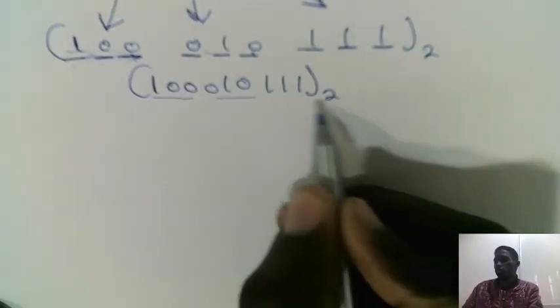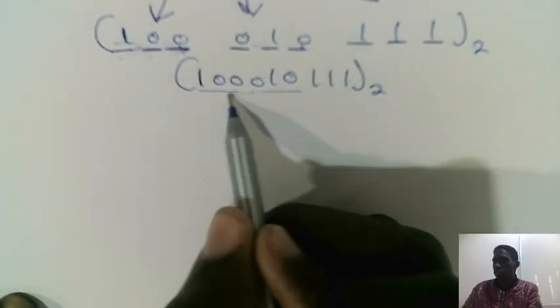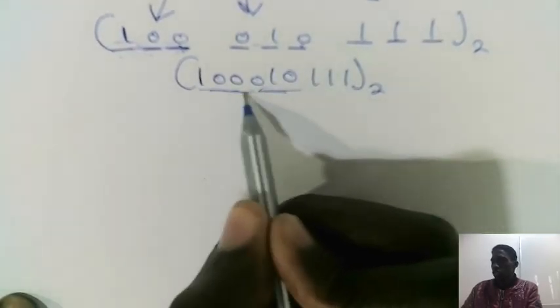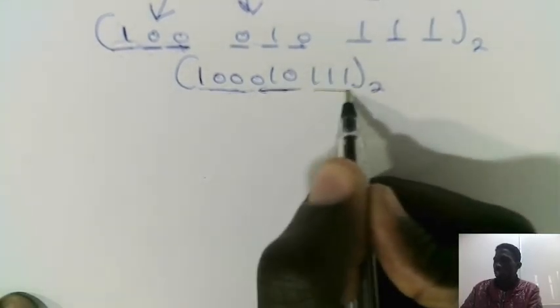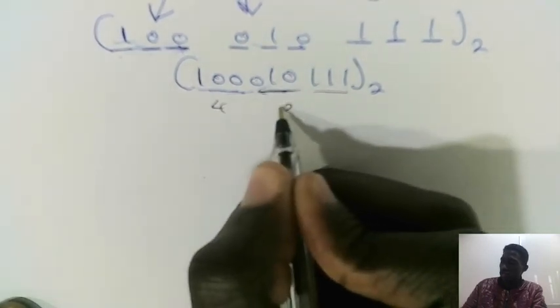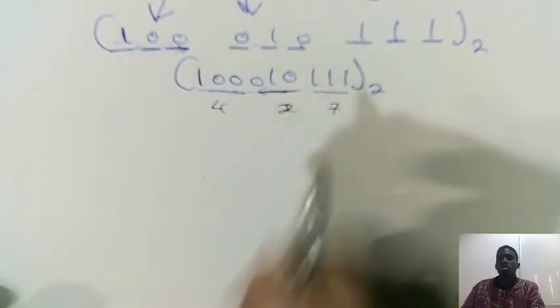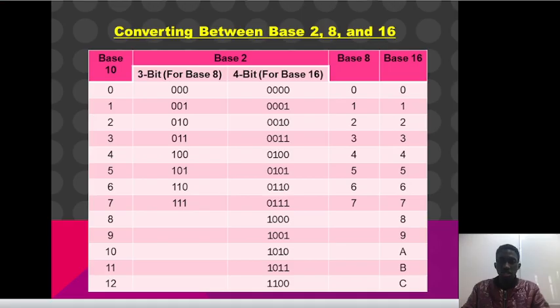So this is the equivalent of 427 in base 8. This is it in base 2. Each of the digits 4, 2, and 7 gives you three bits. Each digit is contributing its own bits to the number. So let's move on to our second example.